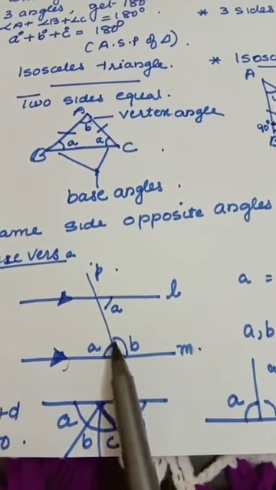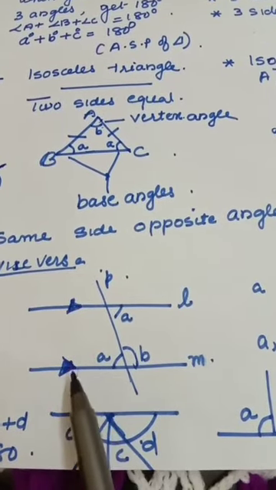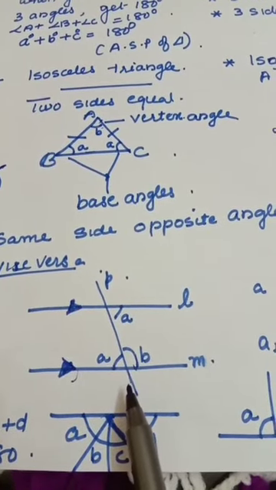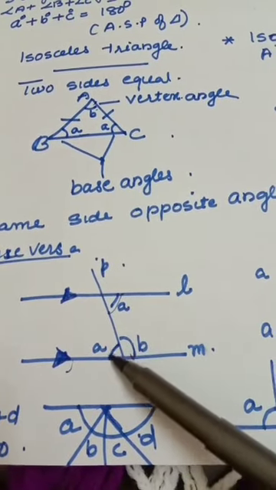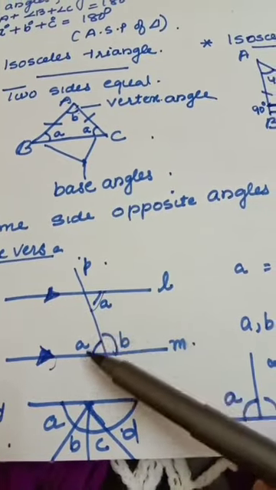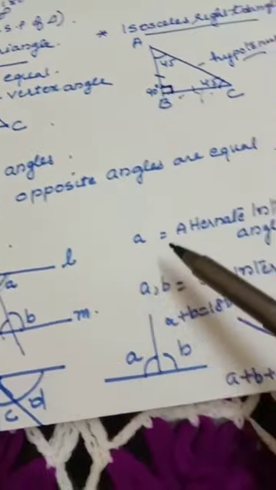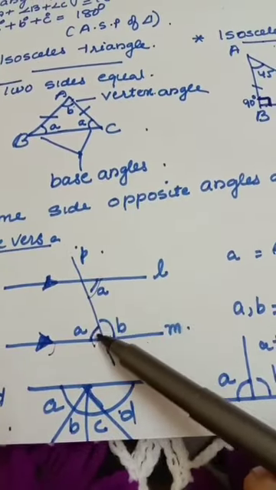This cutting line is called a transversal. What is called a transversal? A line cutting parallel lines is a transversal. Then see here and here, these two angles are equal. These two angles are called alternate interior angles. These two angles are equal.